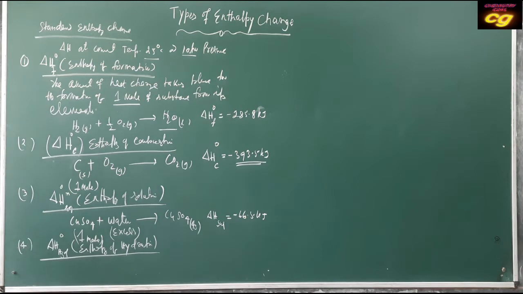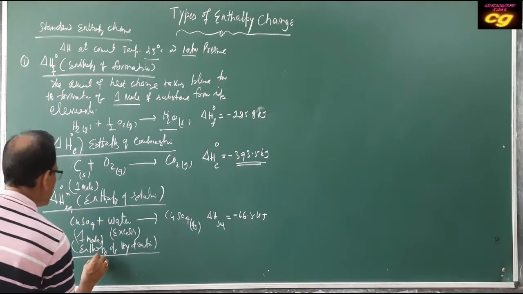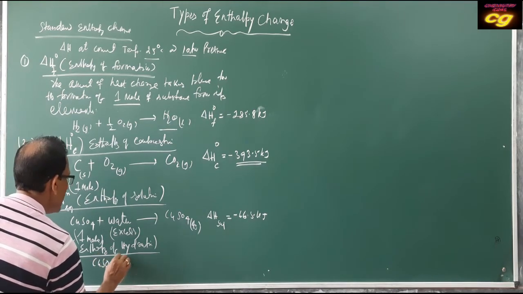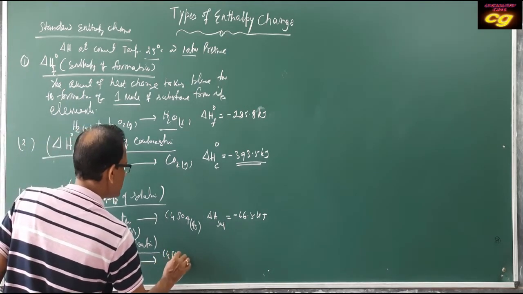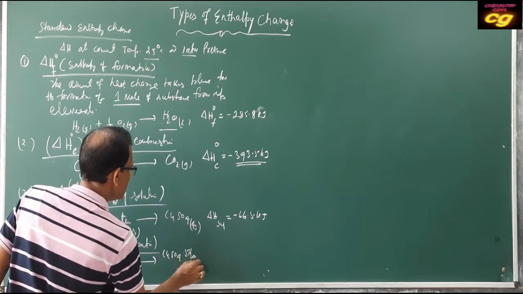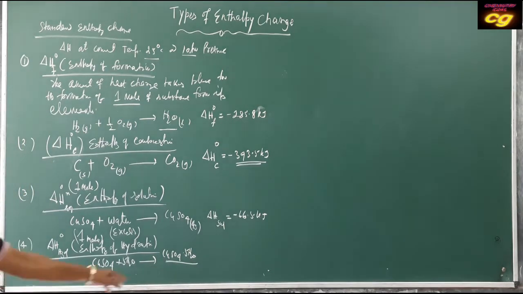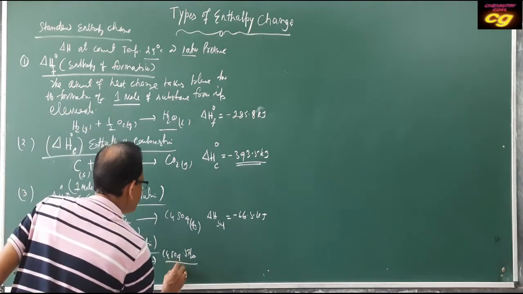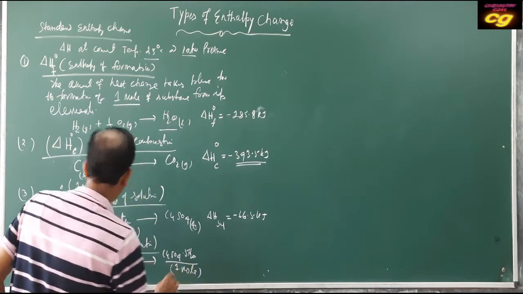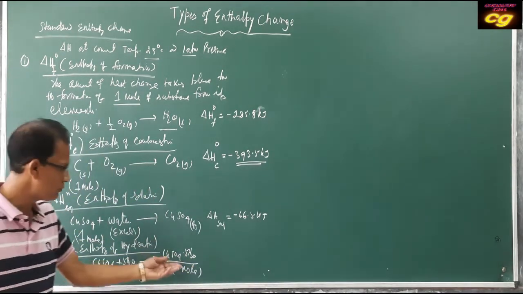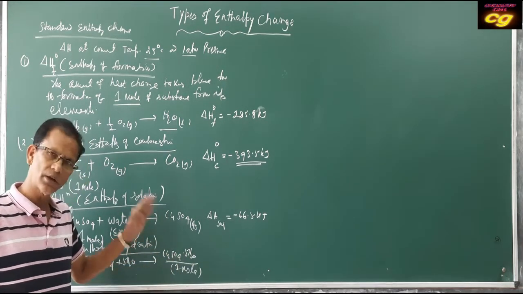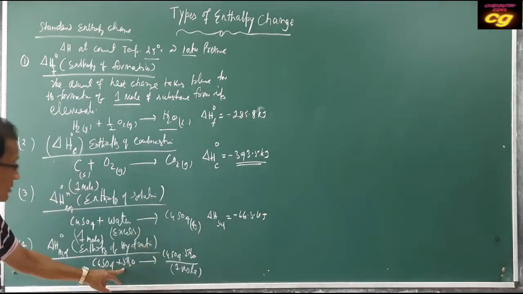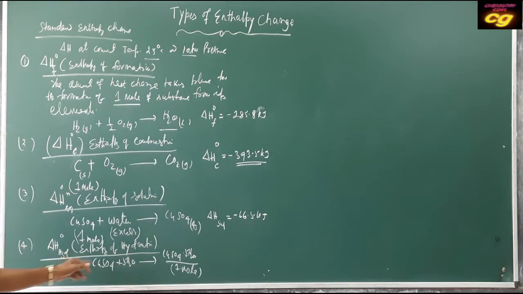Enthalpy of hydration means the preparation of 1 mole of hydrated salt. For example, you take copper sulfate, add 5 moles of water and produce copper sulfate pentahydrate, CuSO4·5H2O. This is the formation of 1 mole of hydrated copper sulfate. How many water molecules are required? 5, because the formula of hydrated copper sulfate is CuSO4·5H2O. For the formation of this 1 mole of copper sulfate, that much water is required. That is called enthalpy of hydration.